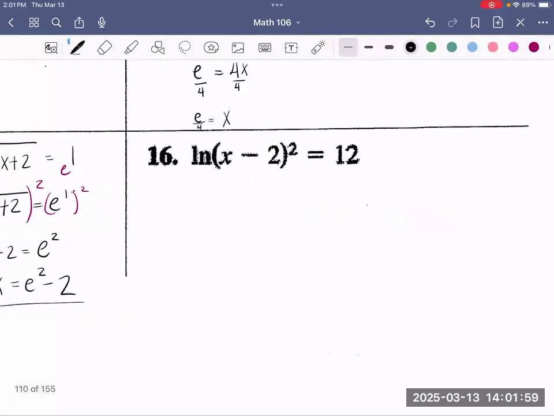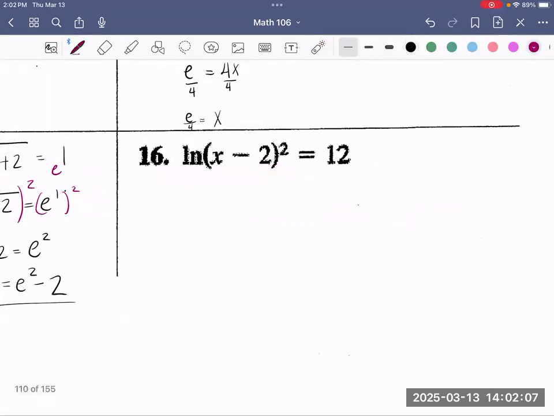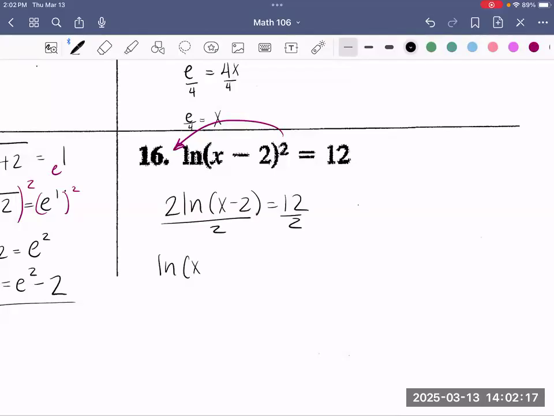We'll do one more, and again, I'll show you those two different methods here. Again, as long as ln is alone on one side, we might wish to do this first. So bring that 2 out front. ln of x minus 2 is equal to 12. Go ahead and divide everything by 2 here. ln of x minus 2 is equal to 6.